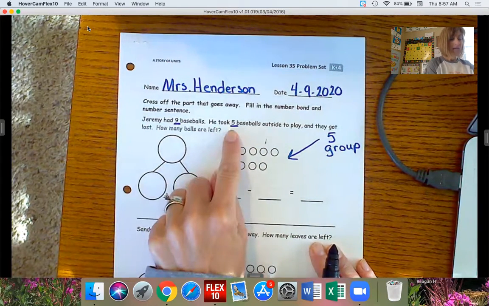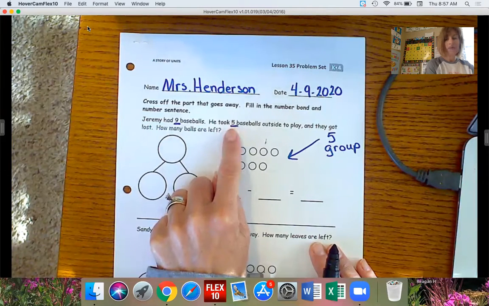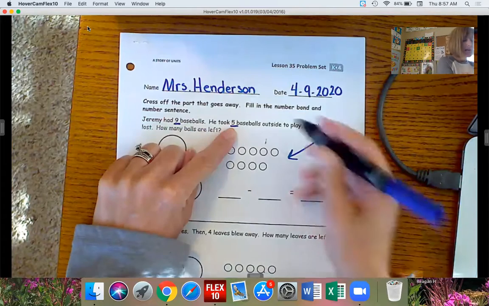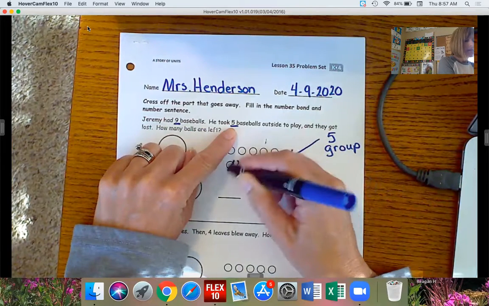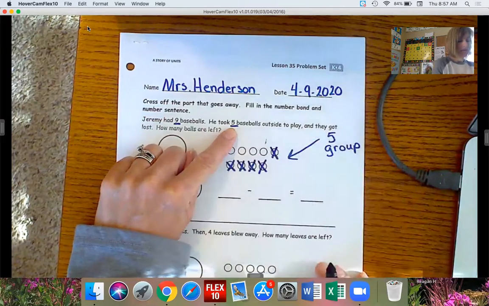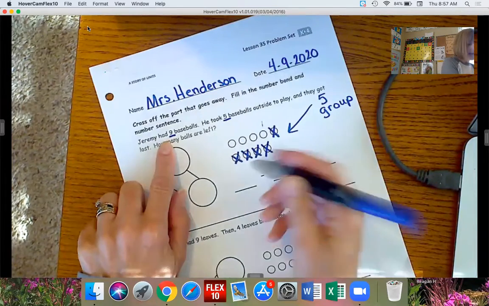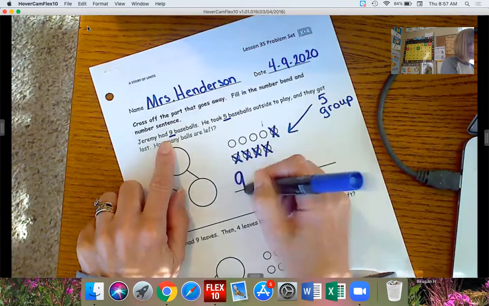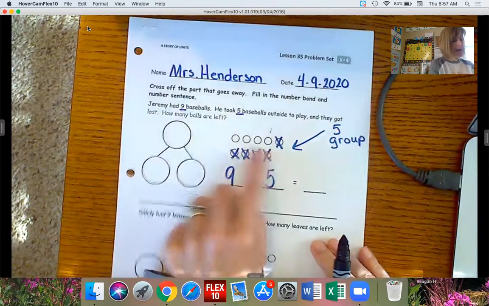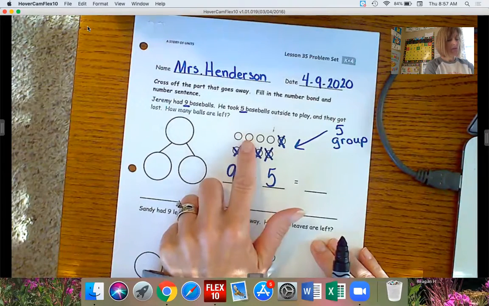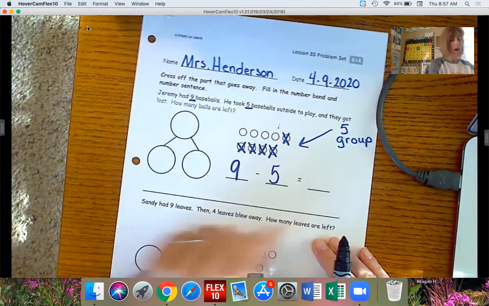He took 5 baseballs outside to play and they got lost. So this 5 is the part that goes away. So we're going to cross those off. 1, 2, 3, 4, 5. Okay, so we had 9. I'm going to fill that in. 5 went away, so we're going to subtract 5. And now we have, count with me, kids, 1, 2, 3, 4 are left.